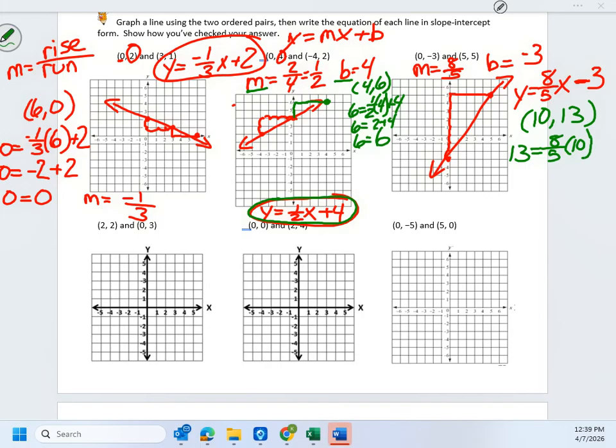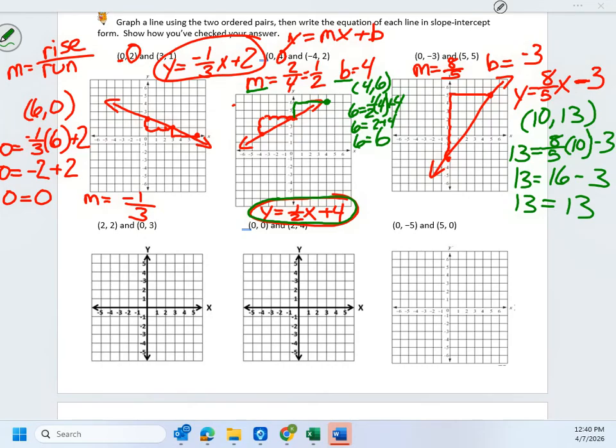All these little details matter. 8 times 10 is 80. Divided by 5, that's 80 divided by 5, 16. Yeah. So 16 minus 3 gets us that 13. Check your work. Okay.